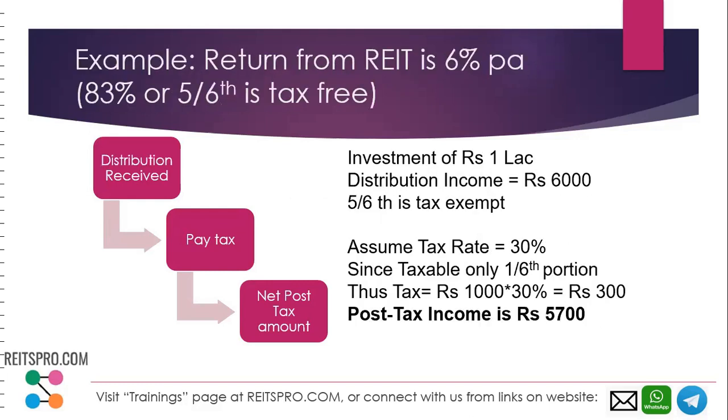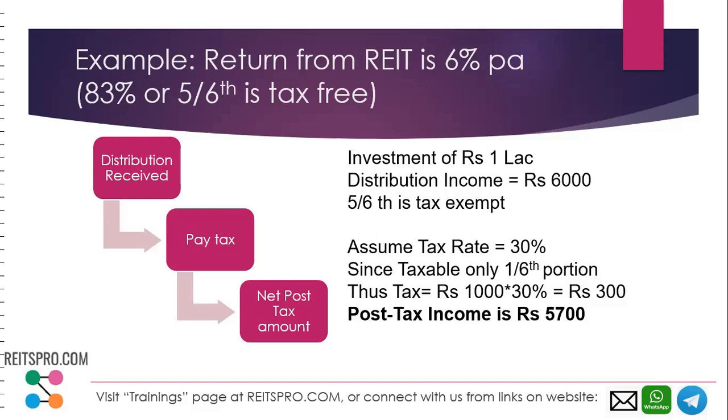In case of a REIT, however, a 1 lakh rupee investment would give you 6,000 distribution, assuming a 6% return on the instrument purchased at a price of 350 rupees. 6% of that would be 6,000 rupees. Now assume a tax rate of 30%, and since the taxable part is only 1/6, the tax would be 300 rupees. So the post-tax is 5,700.